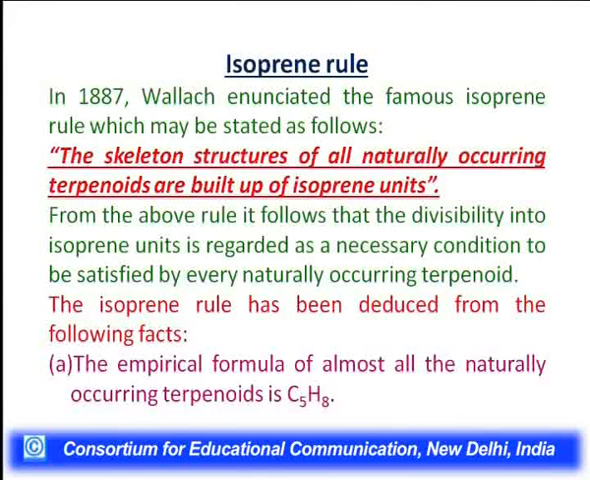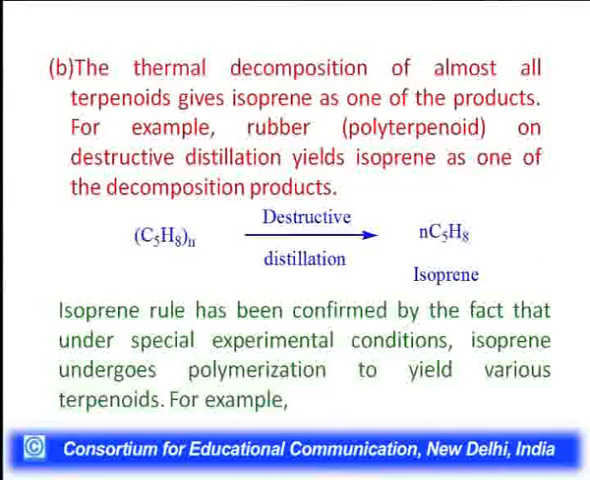So it is the base of all the terpenoids. From the above rule, it follows that divisibility into isoprene units is regarded as a necessary condition to be satisfied by every naturally occurring terpenoid. It means that if we decompose any hydrocarbon of the terpenoid, it will convert into some isoprene units. The isoprene rule has been deduced from the following facts: that the empirical formula of almost all the naturally occurring terpenoids is C5H8, which is the isoprene itself, and the thermal decomposition of almost all the terpenoids will give the isoprene as one of the products.